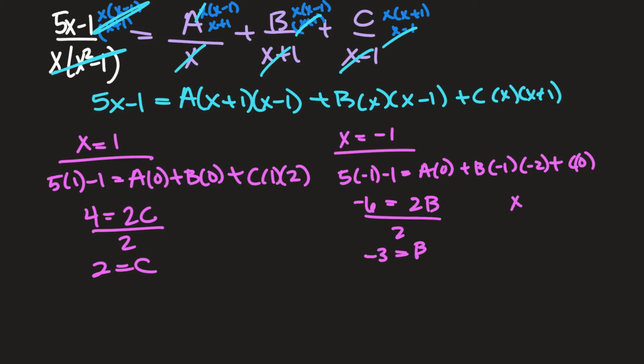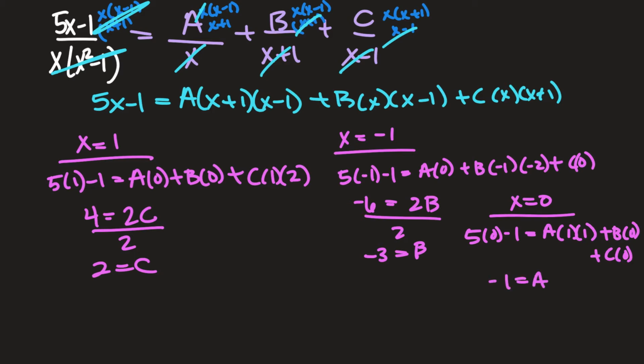And last, we have x is equal to 0. And x is equal to 0 is going to make this term and this term go to 0 and allow me to solve for a. So I have 5 times 0 minus 1 is equal to a, 1 times 1, b times 0, c times 0. So negative 1 is equal to a.